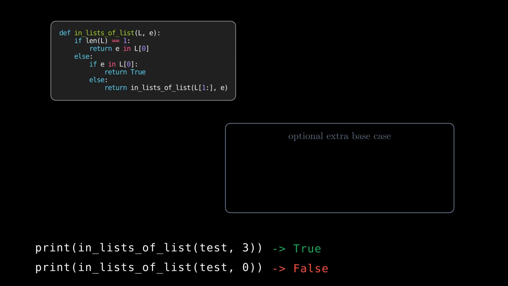One optional refinement, an extra base case. If the length of L is equal to 0, return false, because an empty list contains nothing.